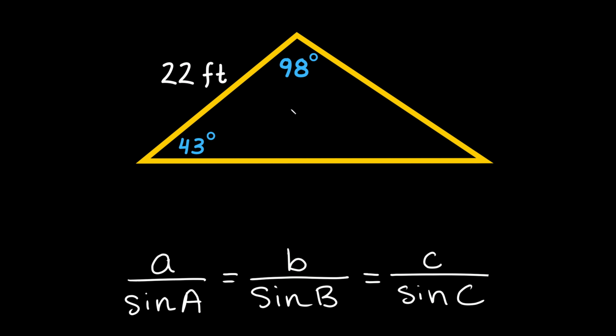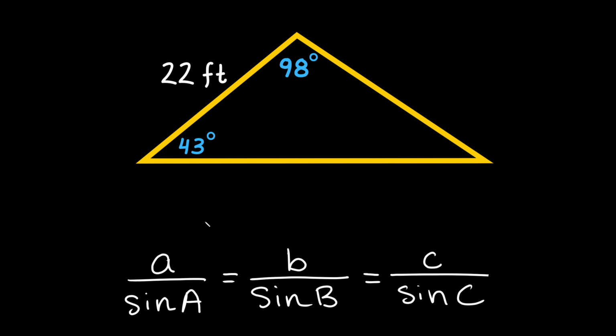So in this video, I'm going to teach you how to solve for all the angles and side lengths of a triangle when you're given just two angles and one side length. And this is specifically a case of angle side angle, all right? So we're going to do this using the law of sines.